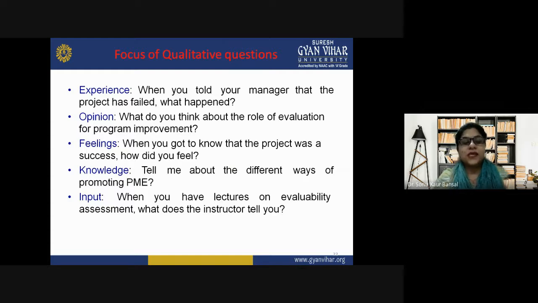Then the next aspect is knowledge. When we ask, tell me about the different ways of promoting PME, this is a knowledge-based question. Input: when you have lectures on evaluability assessment, what does the instructor tell you? So these are the different aspects, students, experience, opinion, feelings, knowledge, and input, that have been given to you.